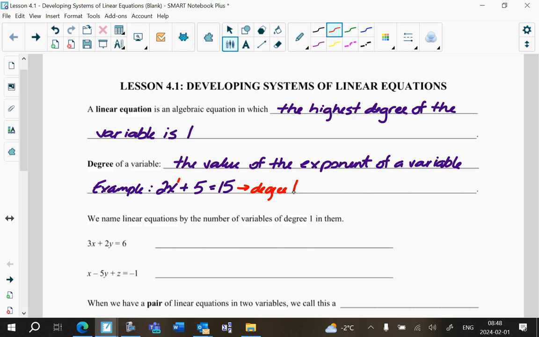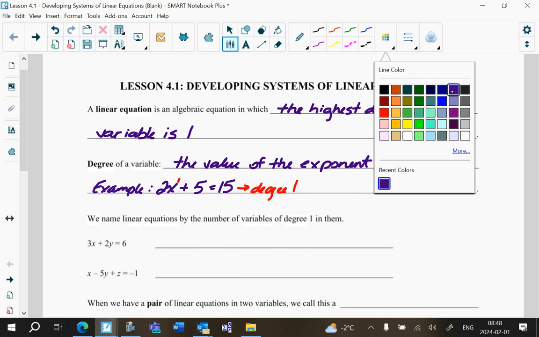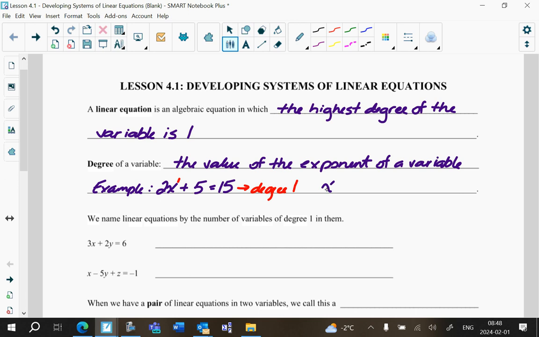Whenever you guys did Pythagoras, you ended up solving equations that look like this. This would be a degree 2. Why? Because the variable has an exponent of 2. We're going to solve a lot more of these next year. You guys can solve some basic ones right now, but we're going to solve a lot more of them next year.